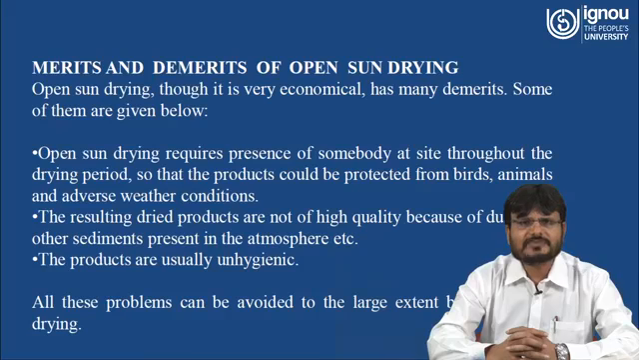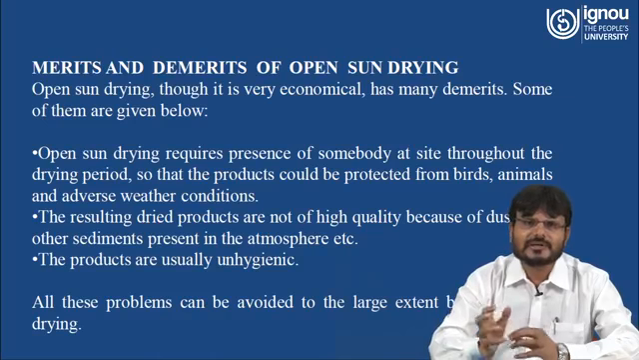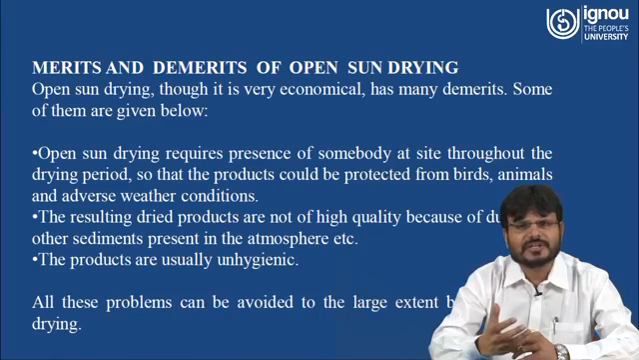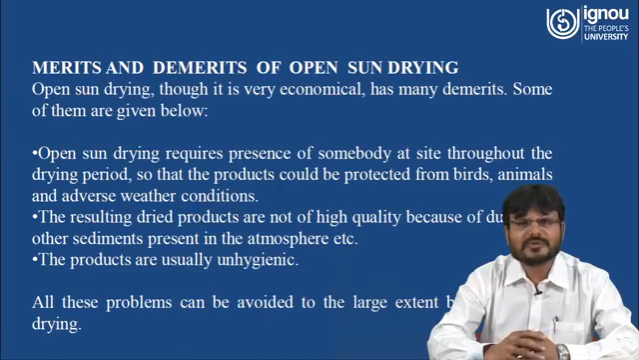Open sun drying requires the presence of somebody at the site throughout the drying period, so that the product can be protected from birds, animals, and adverse weather conditions. The resulting dried products are not of high quality because of the dust and other sediment present in the atmosphere, which will come in contact with the crop. So the quality of the product that you are going to dry will be damaged. The products are usually unhygienic to use. All these problems can be avoided to a large extent by using the solar drying system.